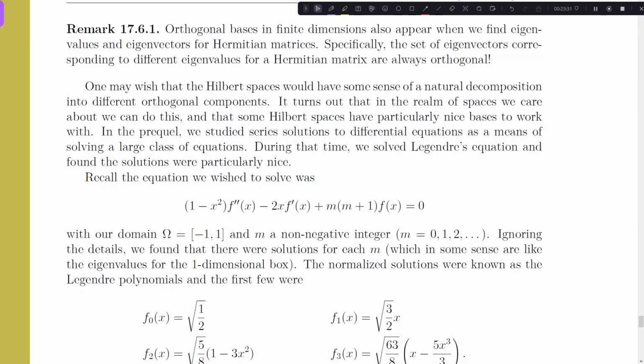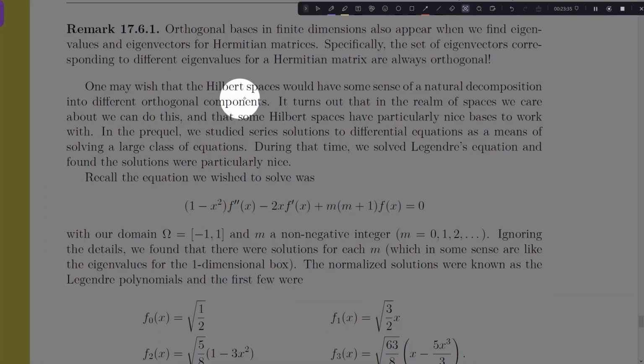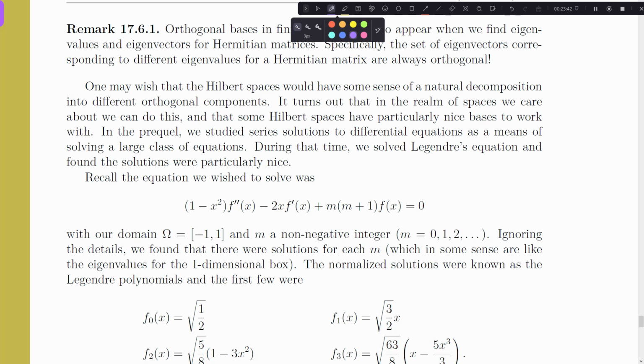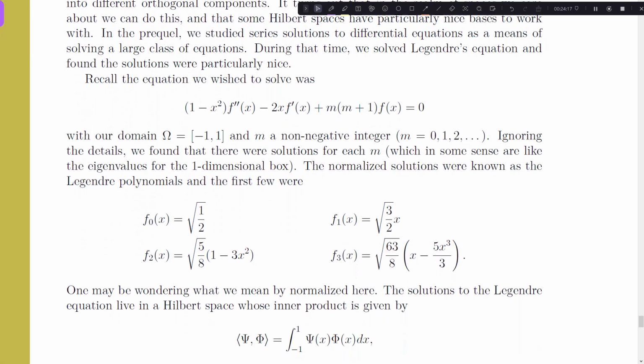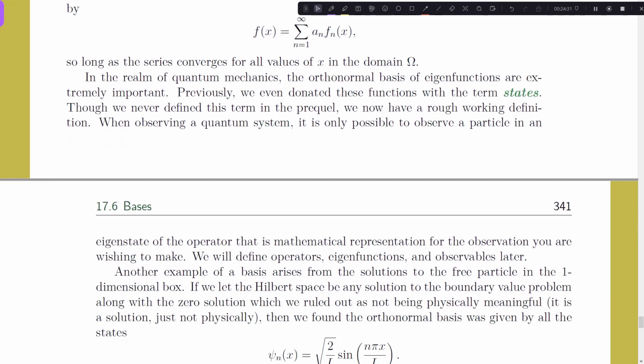which is very useful. And then what we're jumping to next is this idea of maybe our inner product spaces have some sense of a natural decomposition into orthogonal components. So the question is this is what this is trying to say, do orthonormal bases exist in infinite dimension? We already saw that a basis exists in infinite dimension. That was the basis for the Taylor series. But the question becomes, do we have an orthonormal basis in infinite dimensions? And for that to happen, we need first an inner product space, and then secondly, we have to find an orthonormal basis. That's something that we'll talk about actually later. The answer is going to be yes, and we're going to see that come up in the next section.